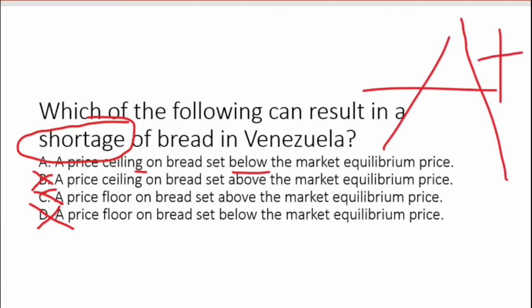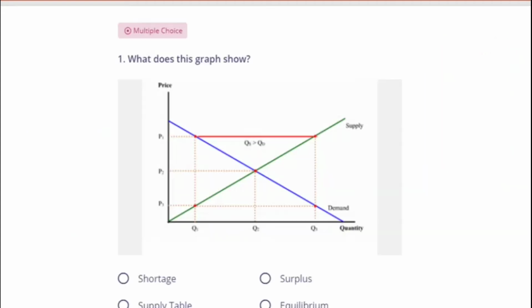Good job, students. Let's now answer the third one. This is easy for you. Well, quantity supplied is greater than the quantity demanded, which is higher and greater than the quantity supplied.